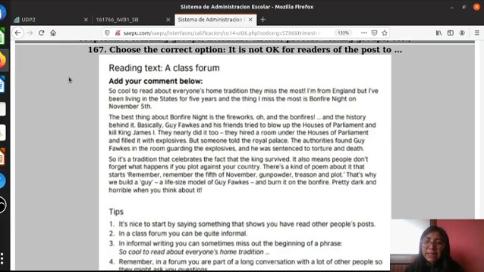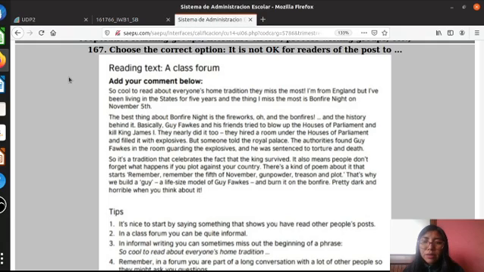Ok, it says, add your comment below. So cool to read about everyone's home tradition they miss the most. I'm from England, but I have been living in the States for 5 years. And the thing I miss the most is bonfire night on November 5th. The best thing about bonfire night is the fireworks. Oh, and the bonfires and the story behind it.